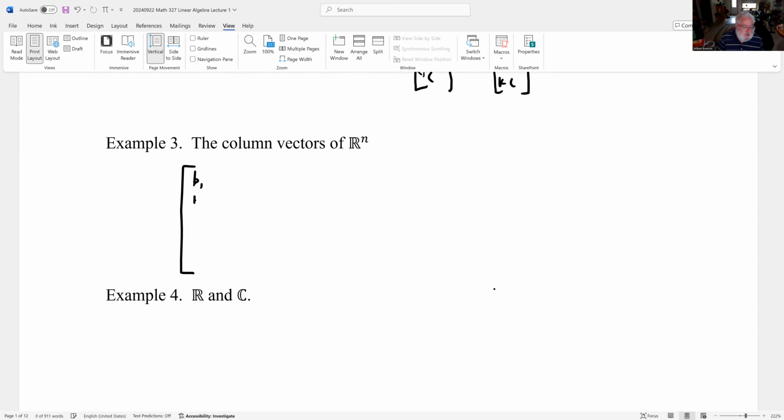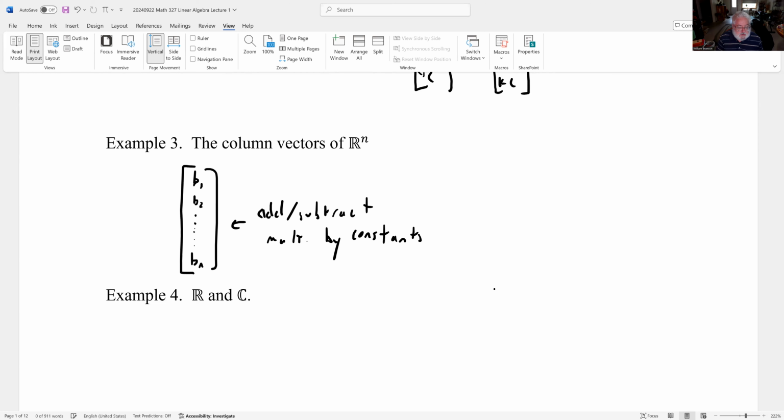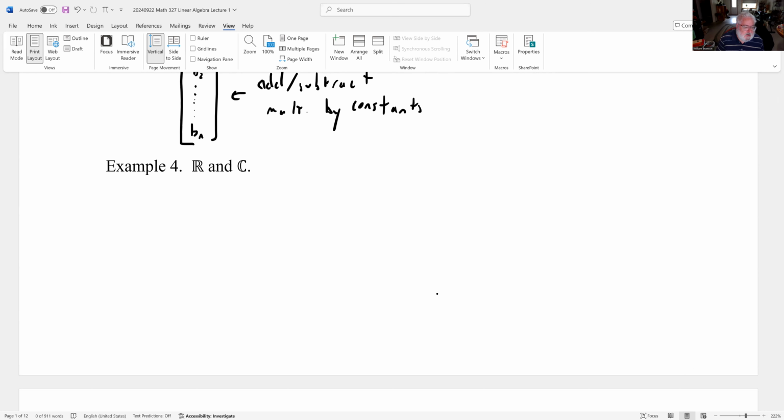These are column vectors, and we can extend that to n: B1, B2, dot dot dot, Bn, like you have 17 components. You can add, you can subtract, and you can multiply by constants. Keep in mind that our constants are almost always going to be just real numbers, or complex numbers. This kind of weird R here stands for real numbers. This weird C thing stands for complex numbers.